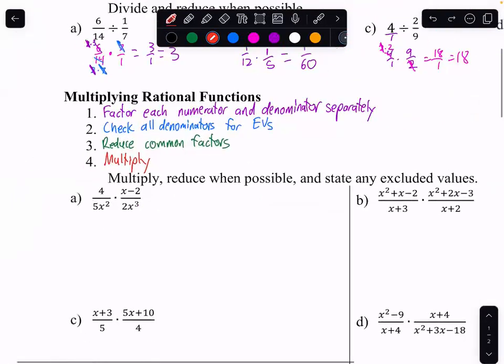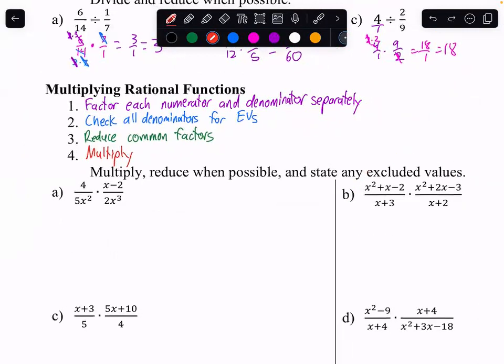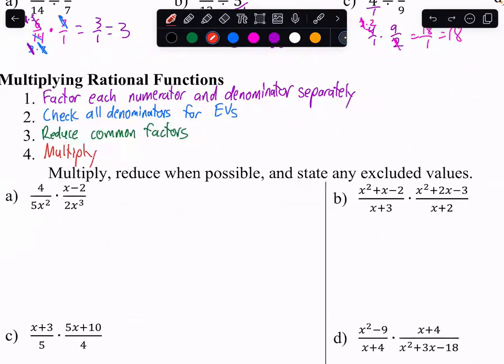Okay, so let's go ahead and see how this works. Let's actually jump over and do letter B first. Step 1, factor each numerator and denominator separately. I'm just going to redraw the fraction.